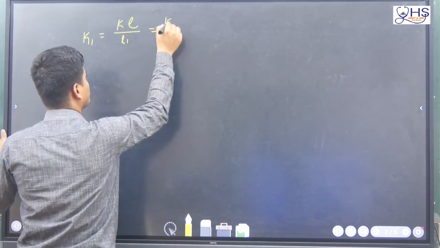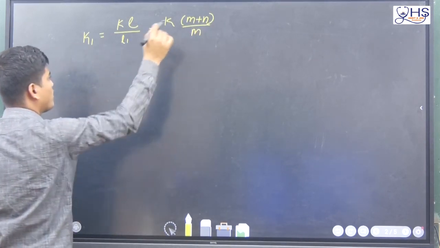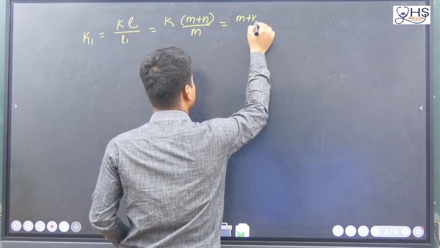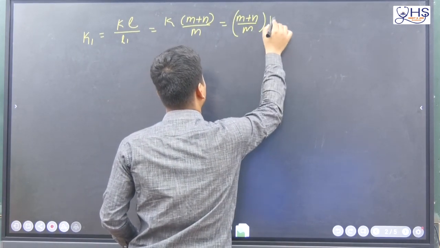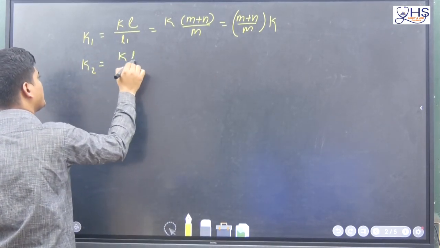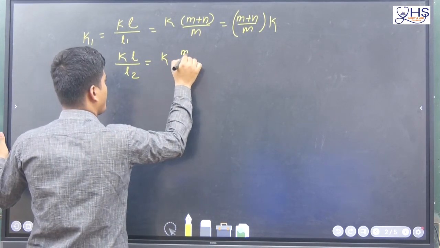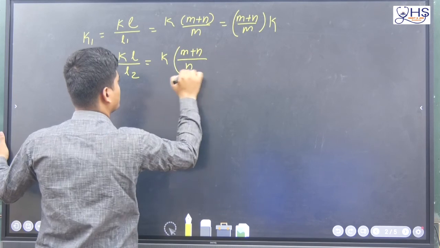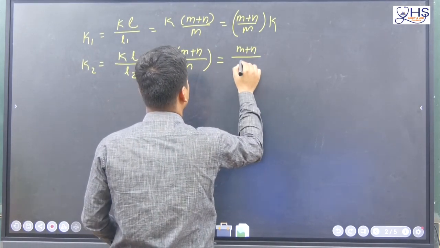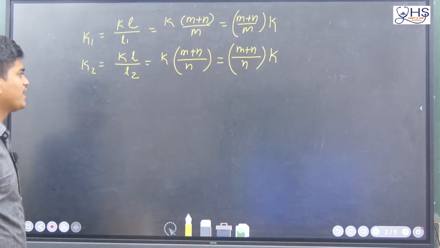So L by L1, how much? M plus N by M. So my K1 value is nothing but M plus N by M into K. Similarly, my K2 value will be K into L by L2, that is nothing but K into M plus N by N, or I can write it as M plus N by N into K. So this is what I am getting.